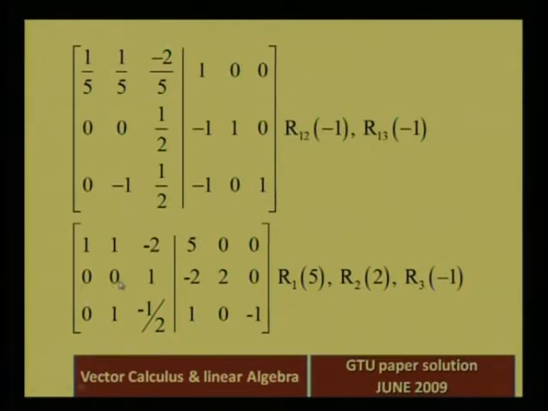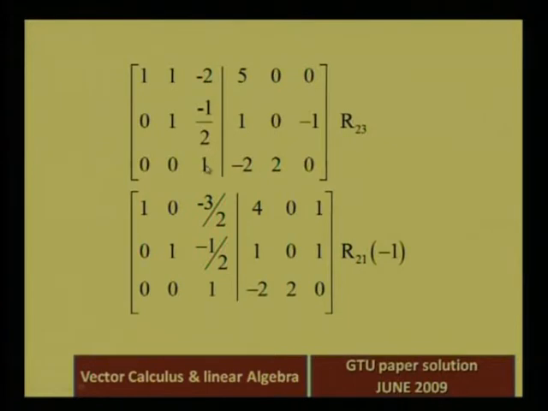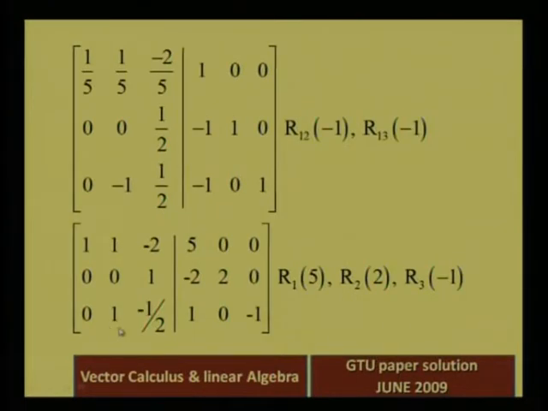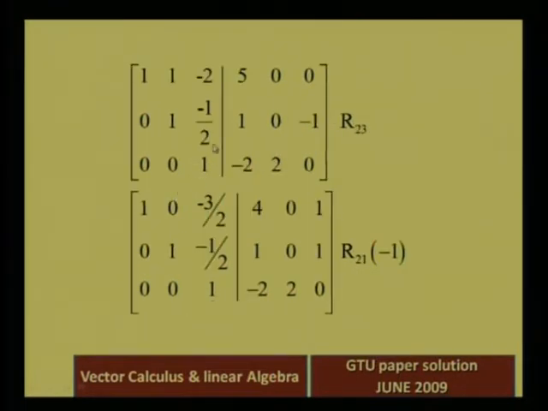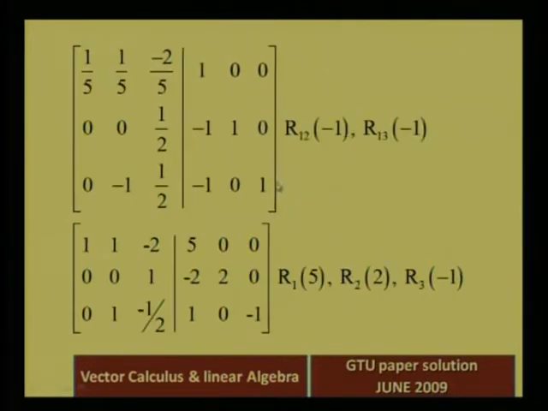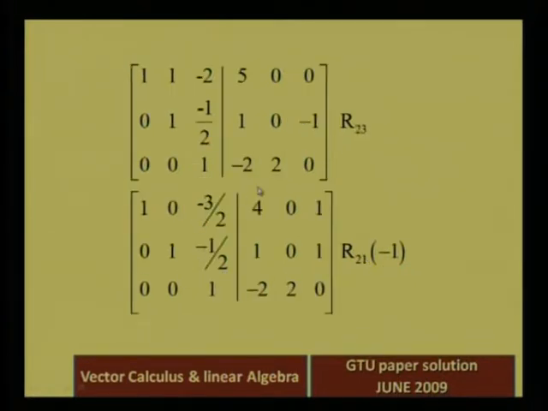Now in the second row, this is the entry 0, but we want 1 here, right. So that's why we interchange the second and third row. So next process R23, so the only changes are in the second and third row, exactly the third row becomes the second row now: 0 1 minus 1 by 2, 1 0 minus 1, and this is 0 0 1, minus 2 2 0, that becomes the third row.